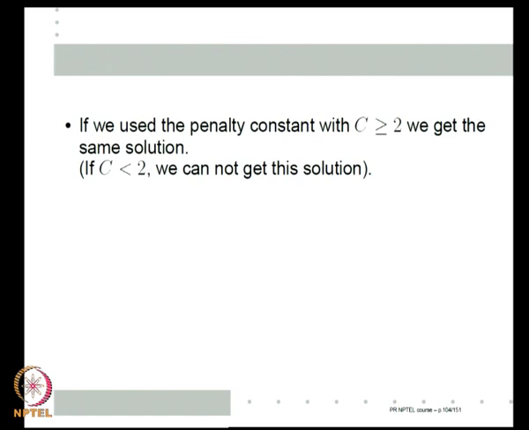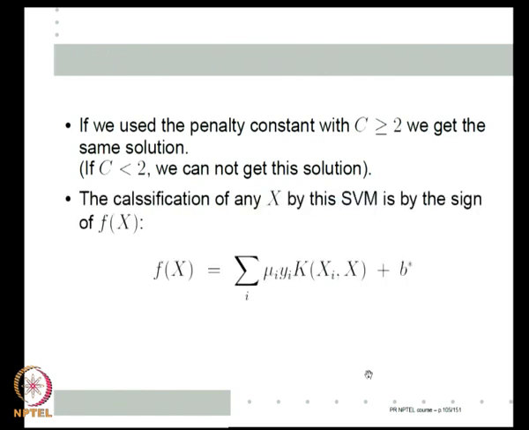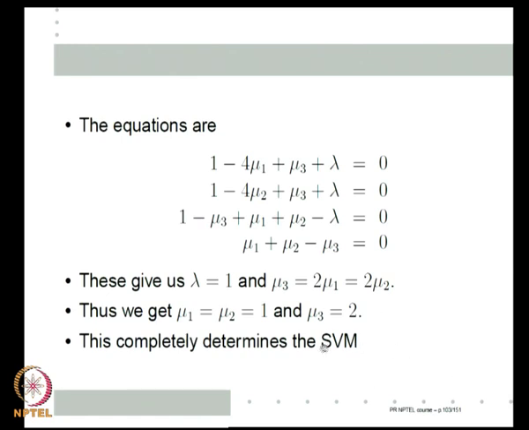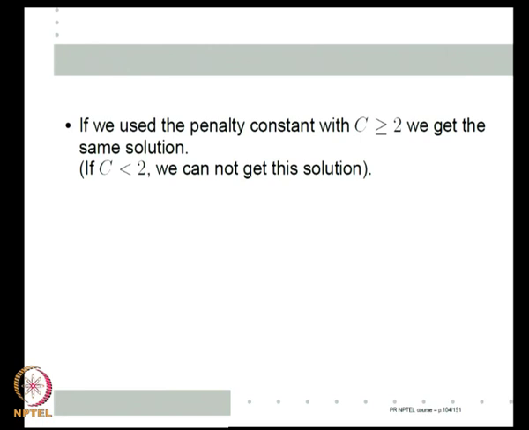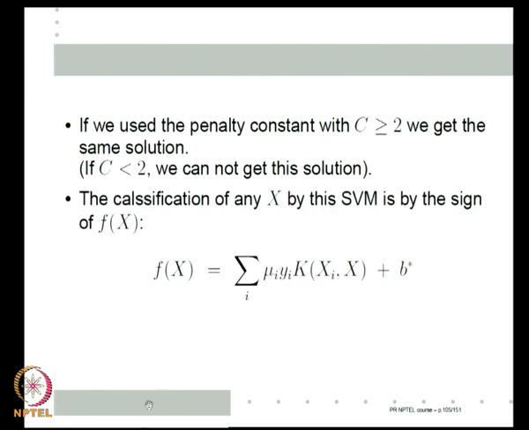but if I use a penalty constant greater than 2, I would get the same solution, because using the penalty constant simply means that I have an extra constraint that says that all mu's have to be between 0 and 2. Even unconstrained, my mu's are at most 2. So, if C is greater than or equal to 2, the penalty constant would not make a difference. On the other hand, by mistake if we change it to be less than 2, we will not get the solution, we may get a bad solution, but let us not go there.